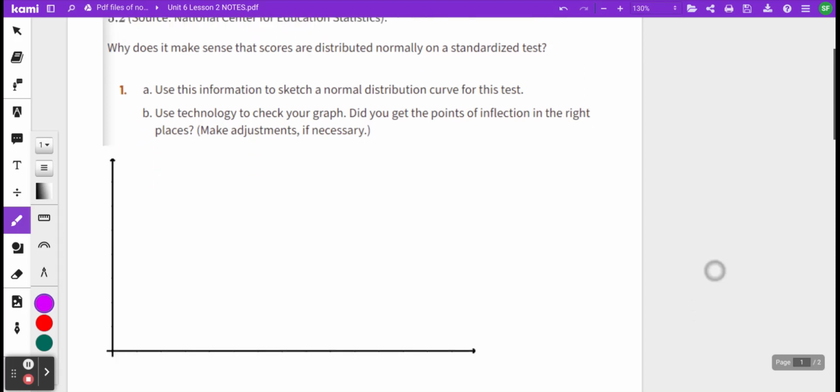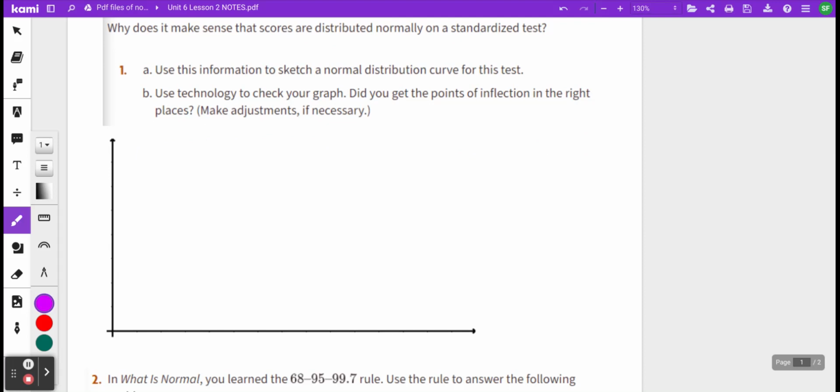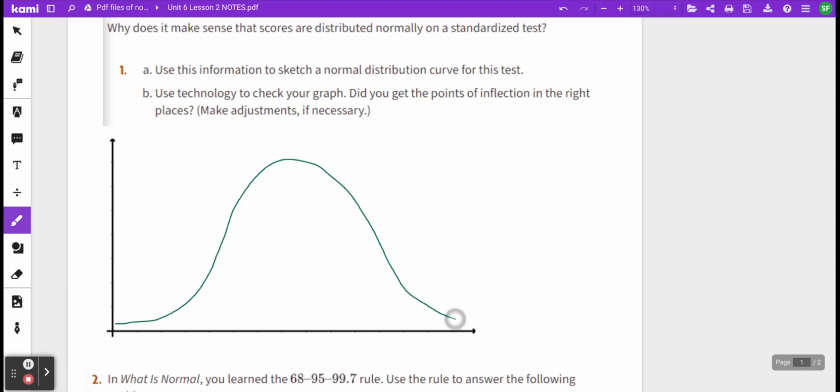All right, so what we're going to do is we're going to use information to sketch it. You don't need to use too much technology to check your graph. We're just going to use your calculator. We're going to draw our distribution, and we're going to make it look like a bell curve. Mine's never going to be perfect. We know that the mean is going to be 21. So here is 21. This is our mean.